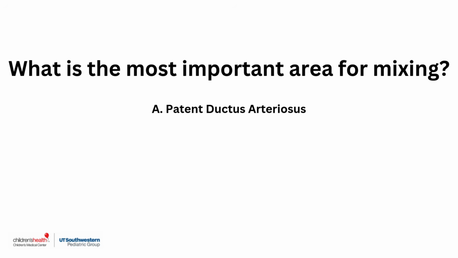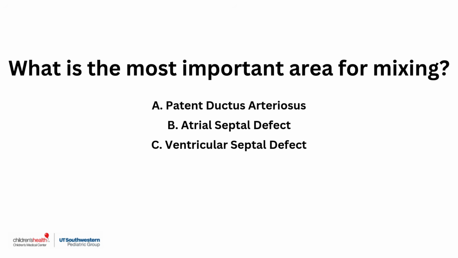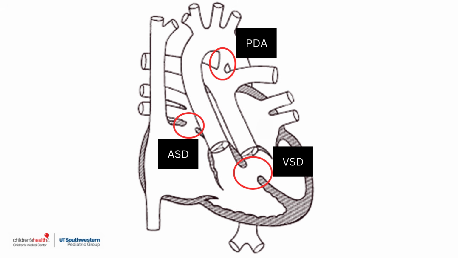So now that we understand why effective blood flow and mixing are important in these patients, we need to think about the possible areas for mixing and which areas are the most important. Our options are the patent ductus arteriosus, the atrial septal defect, and the ventricular septal defect. We'll walk through each of these to discuss the physiology behind each area of mixing, and then we will be able to determine which is the most effective area for mixing.